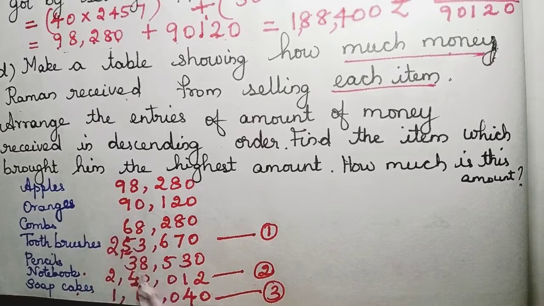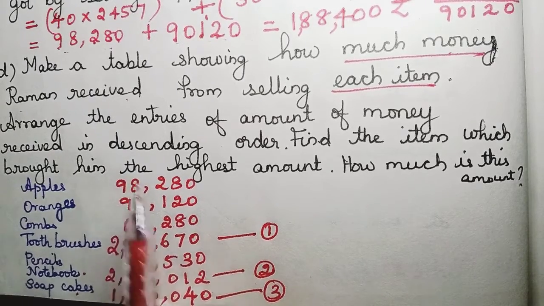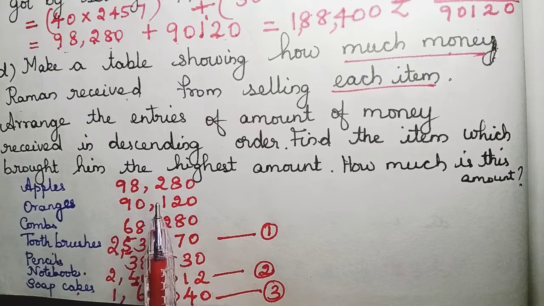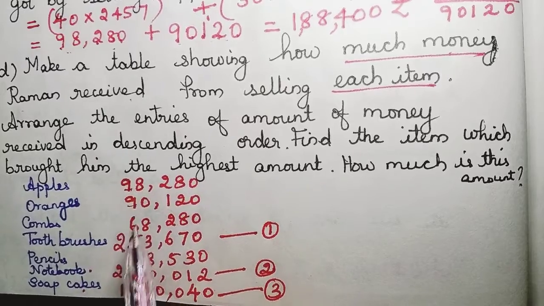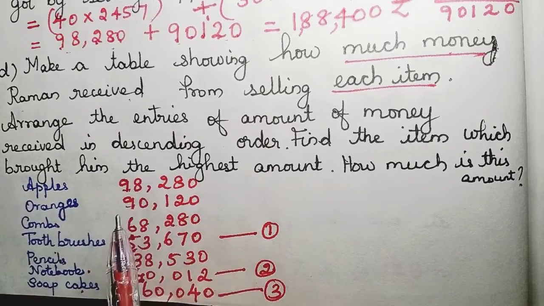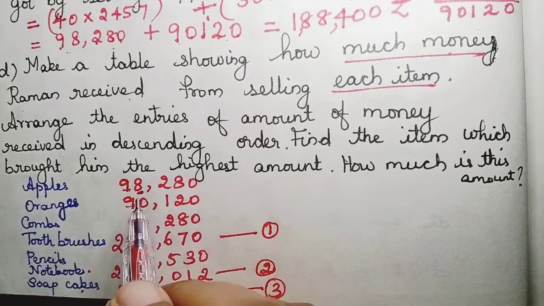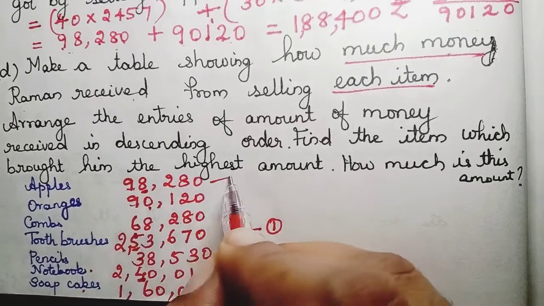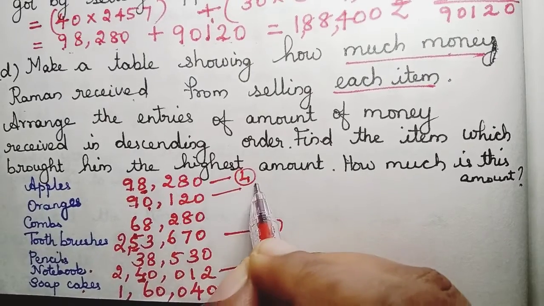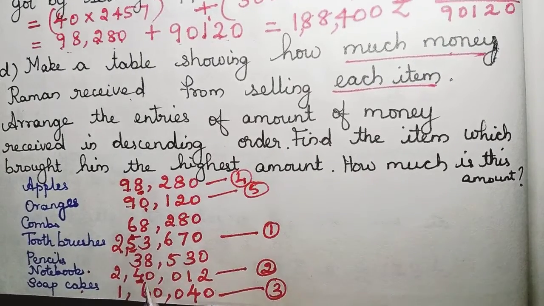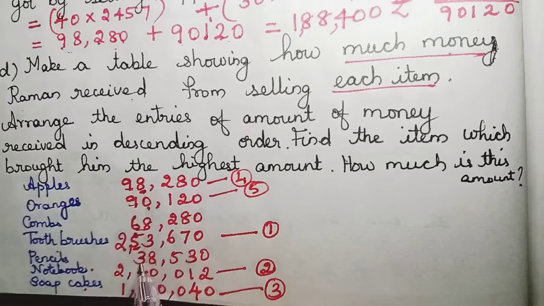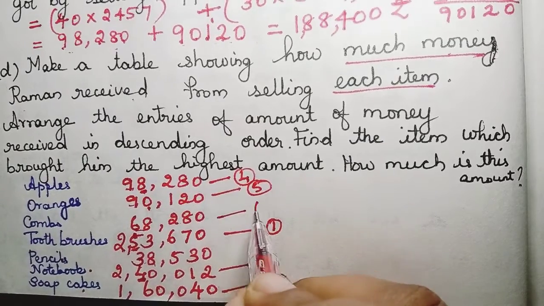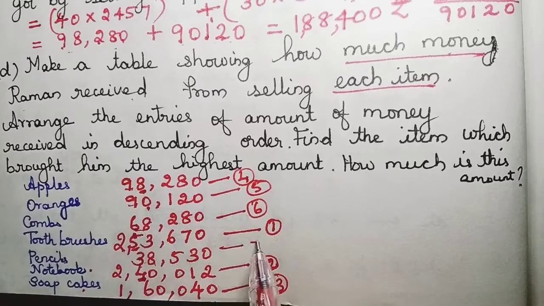Then for the remaining values find the descending order. All the remaining values have 5 digits. Which one has the highest value? You have 9 values, right? Remaining is 6 and 3. So one among these will be the next highest value. Compare the next digit. You have 8 and 0. So this is your next highest value and this is your fifth value. Remaining is 68,000 and 38,000. Obviously 6 is bigger than 3. So this is the highest value and this will be the lowest value.